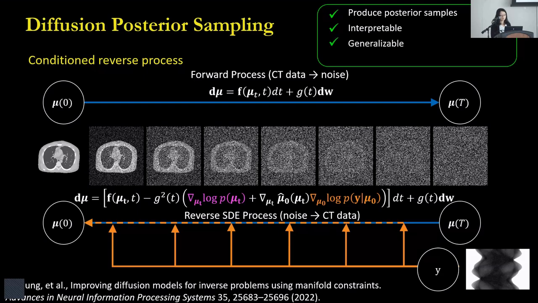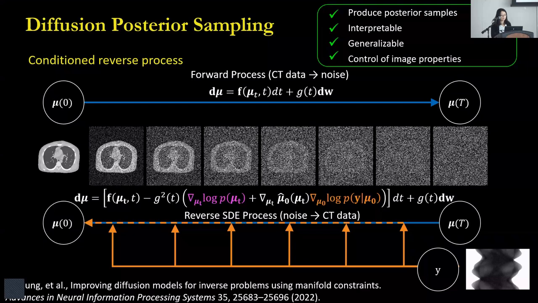The second advantage is that we can train the prior score function once and apply any measurement model we want. Well, I guess that's based on measuring data that's drawn from the prior. So this allows the DPS method to be generalized to a wide range of imaging conditions.